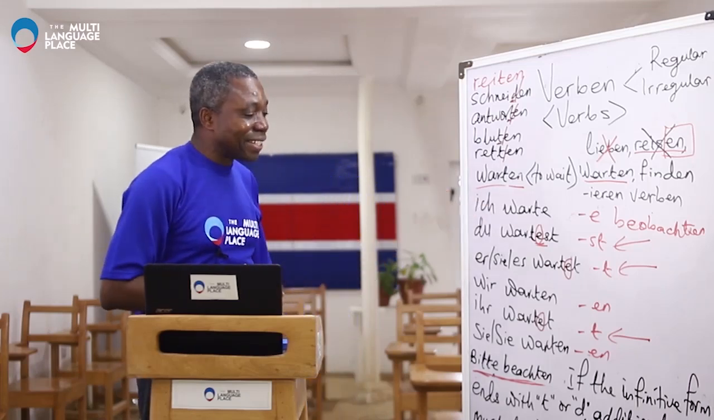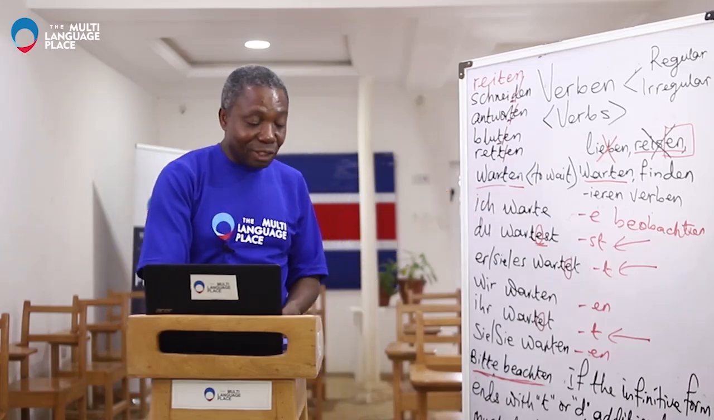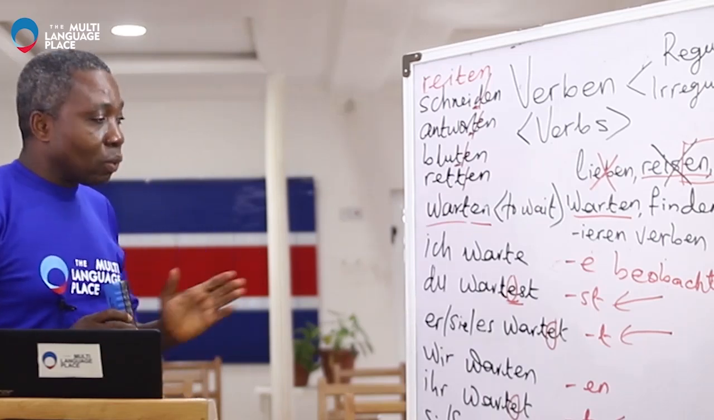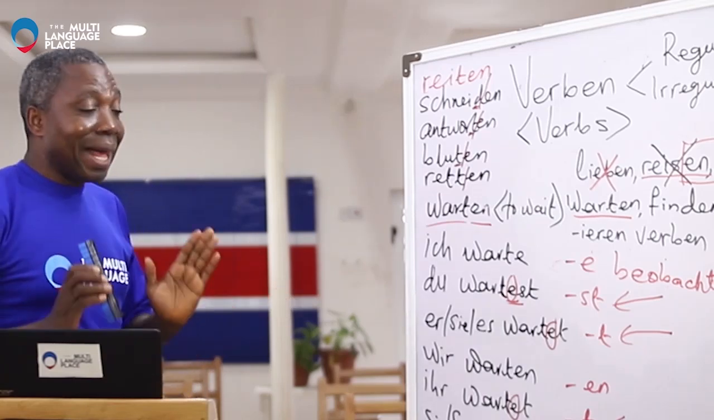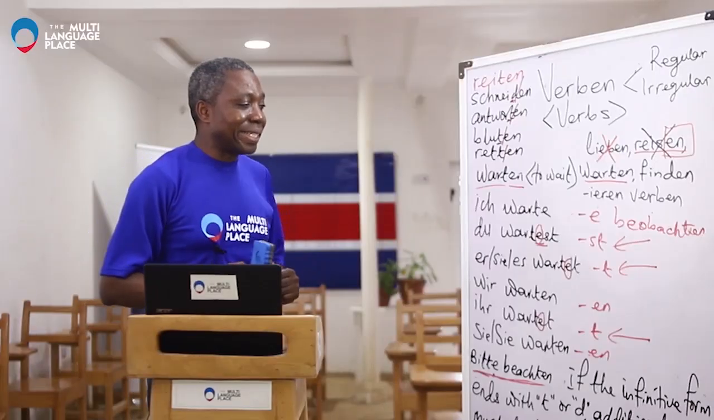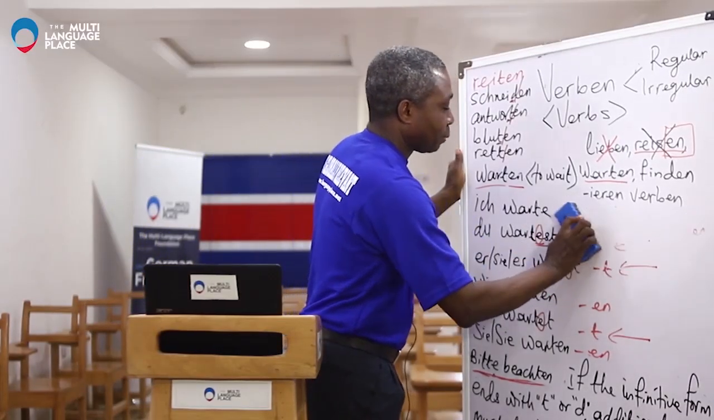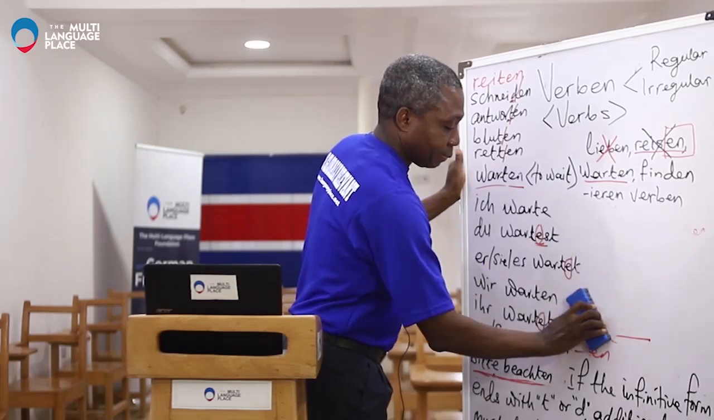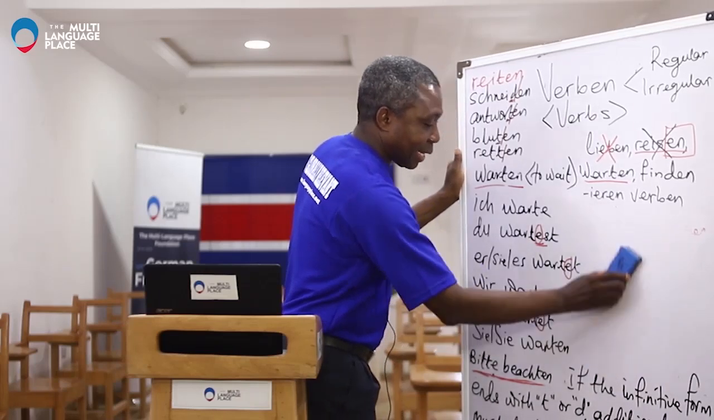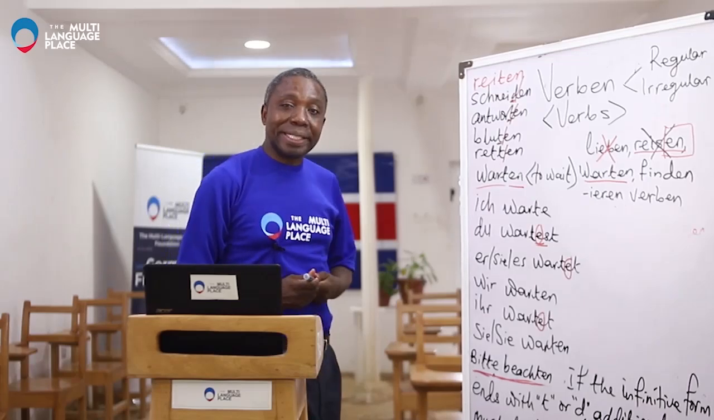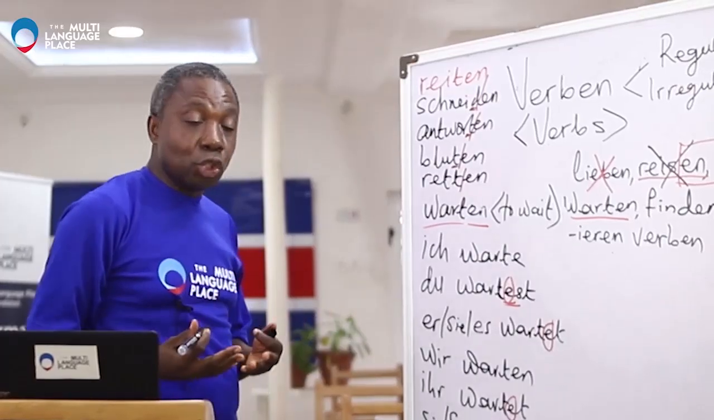So coming back to this, once we have known the secret of the verb, and we know the peculiarity of the verb rather, we can now successfully conjugate it, and then we can use it to form a sentence. And that's what we want to do now. We want to form a sentence with the verb warten. Remember what it means? To wait.